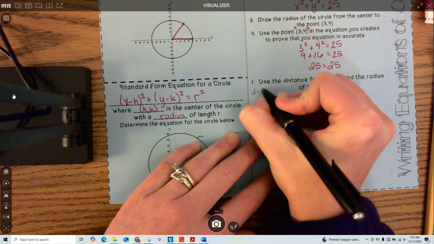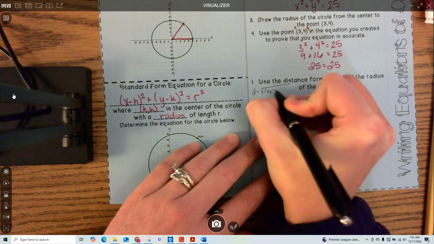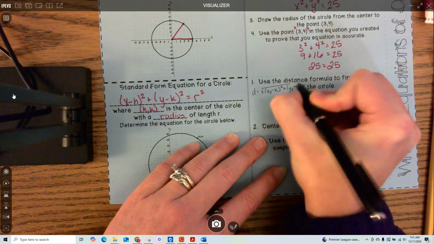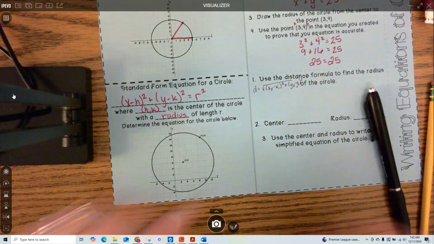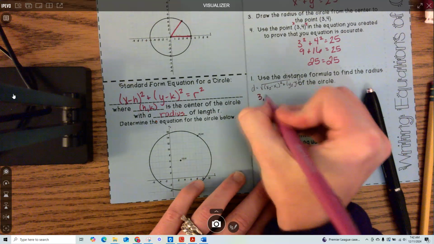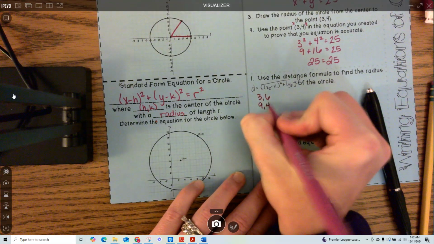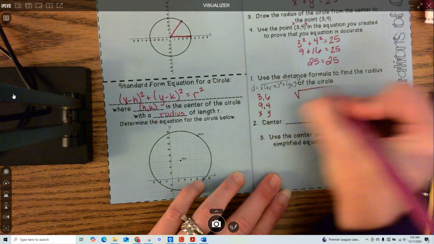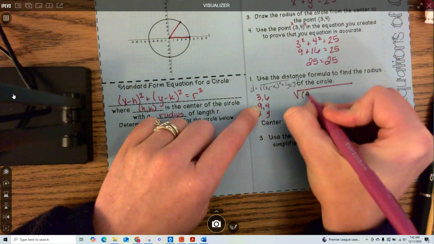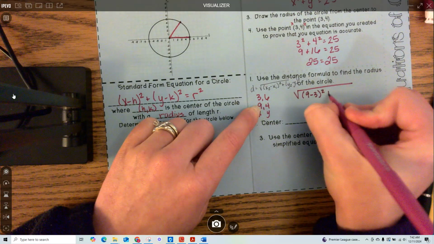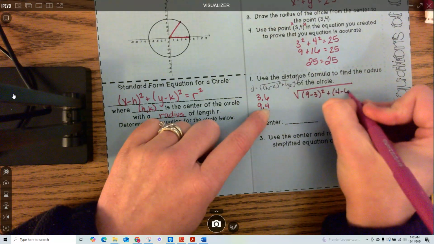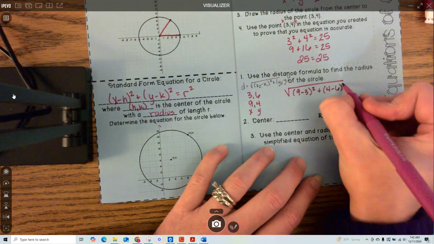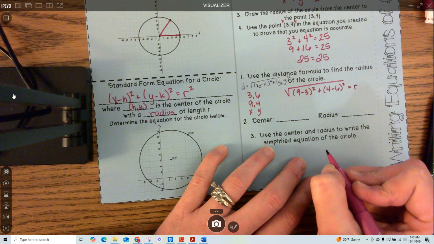Distance equals the square root of (x2 minus x1) squared plus (y2 minus y1) squared. So our points are (3, 6) and (9, 4). These are our x's, these are our y's. So x's subtract each other, (9 minus 3) squared. Y's in the same order. So if you go 9 minus 3, you have to do (4 minus 6) squared. And that's going to equal the radius.